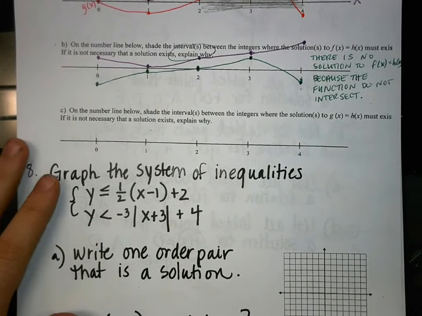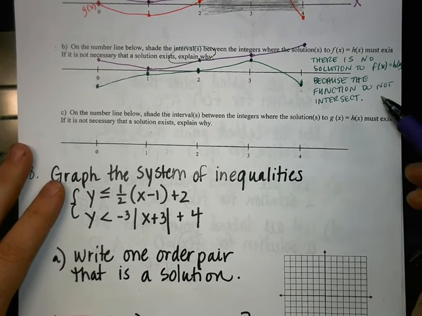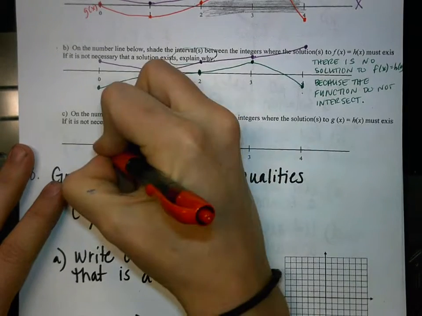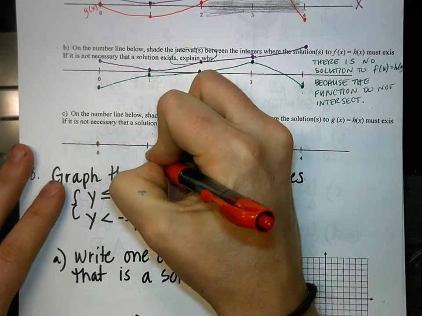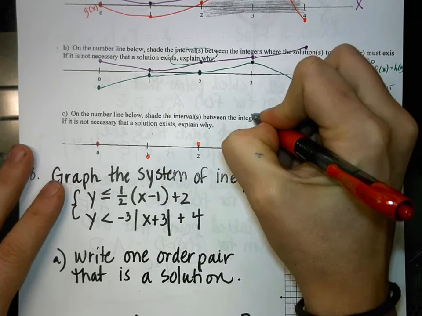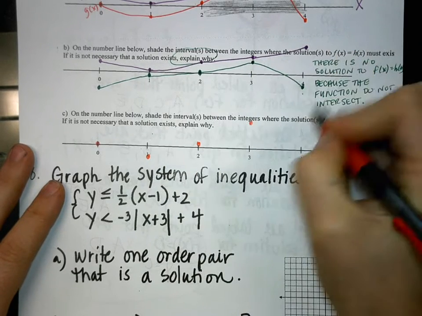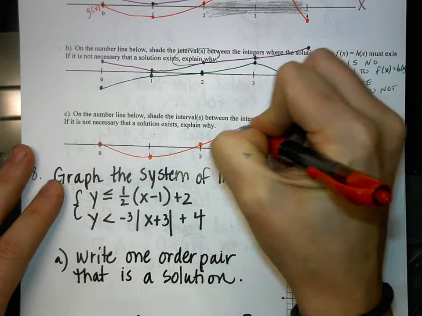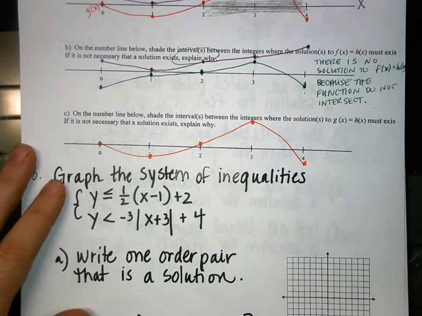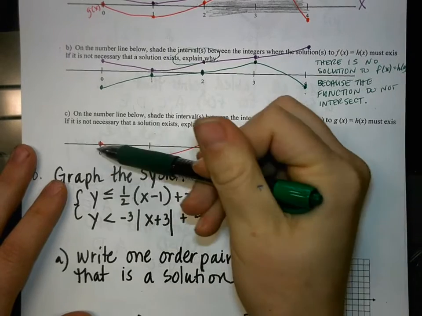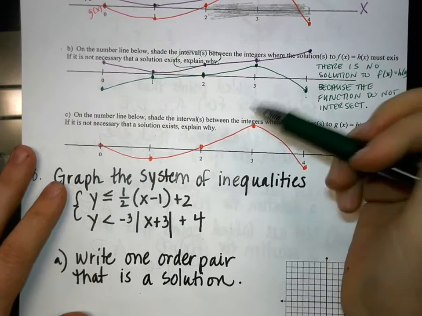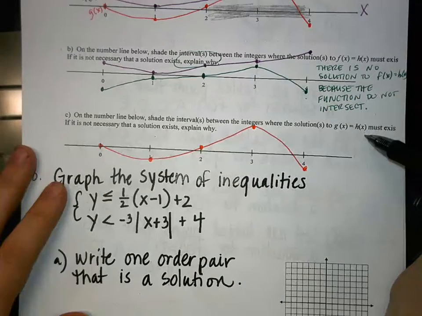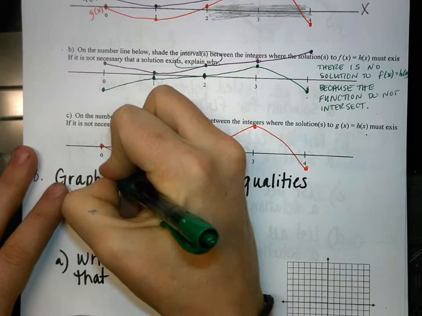Okay, so for part C, I need to do G, which was red, and H, which was green. So I'm going to plot G again. If you need to put the y values that these are at, that would be a good idea to make sure you know where they're crossing. H was green, so it's down here.